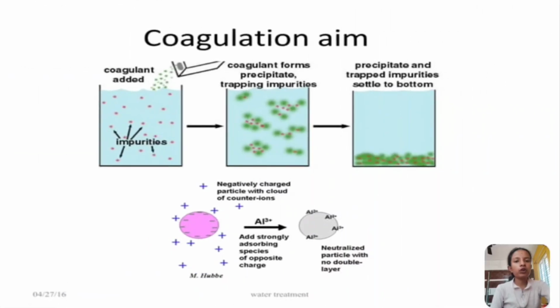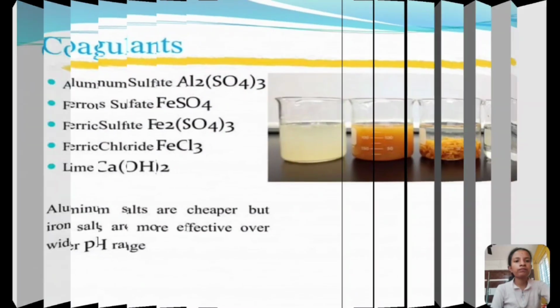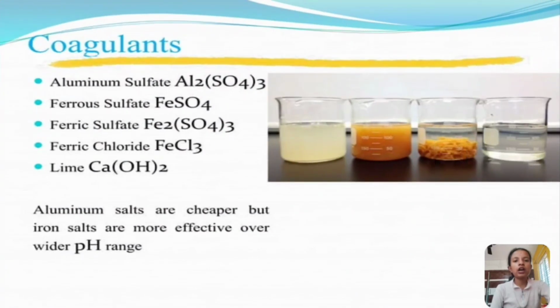Coagulation aim, coagulant added. Coagulant forms a precipitate trapping impurities. Precipitate and trapped impurities settle to bottom. Coagulants are aluminum sulfate, ferrous sulfate, ferric sulfate, ferric chloride, lime. Aluminum salts are cheaper but iron salts are more effective over wider pH range.